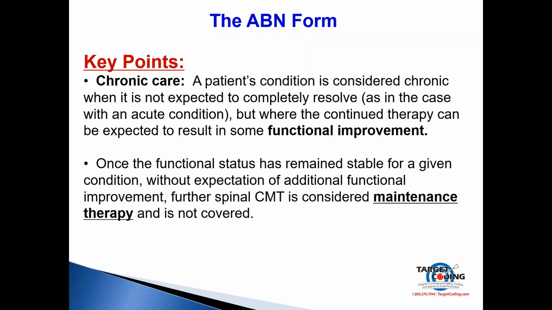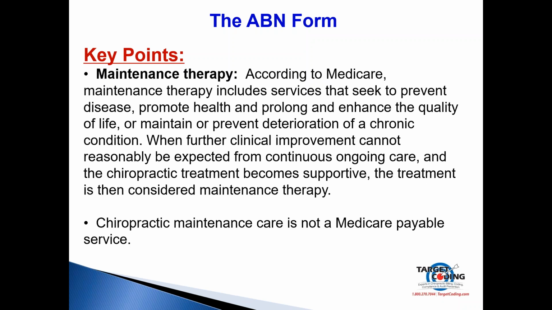Chronic is when the patient's condition is not expected to completely resolve, but your continued therapy will result in improvement, functional improvement. That's the key. Once the patient has remained stable for a given period of time, then chiropractic care is considered maintenance and not covered. So remain stable, that's a little open-ended, that's a little vague. You have to decide on your own how many visits you think it takes for a patient to remain stable. In my opinion, 2 to 3 visits. Maintenance care is not covered by Medicare, according to Medicare.